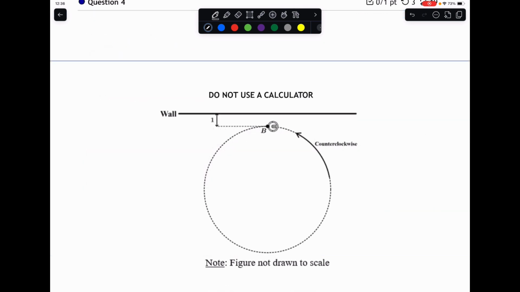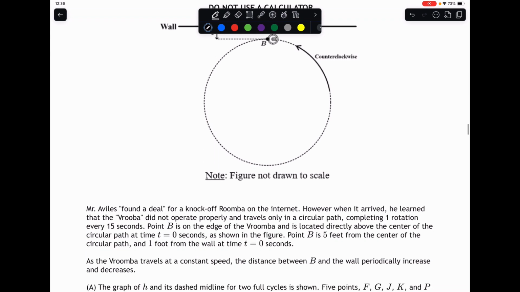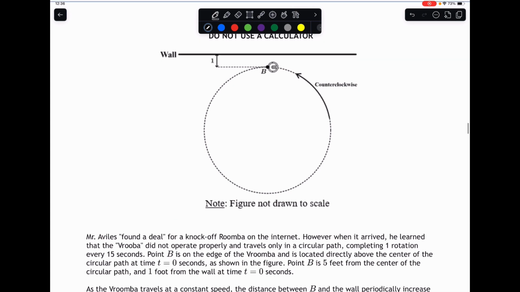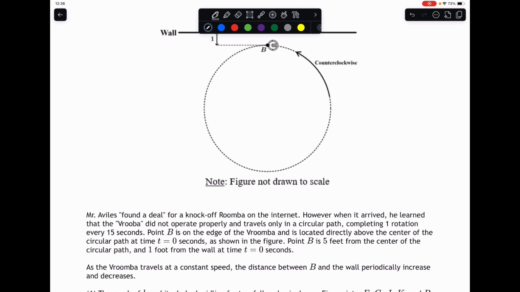Now for question 4, we have here that Mr. Aviles found a deal for a knockoff Roomba on the internet. However, when it arrived, he learned that the Roomba does not operate properly and travels only in a circular path, completing 1 rotation every 15 seconds. Now, point B is on the edge of the Roomba and is located directly above the center of the circular path at t equal to 0 seconds, as shown in the figure. Point B is 5 feet from the center of the path and 1 foot from the wall.